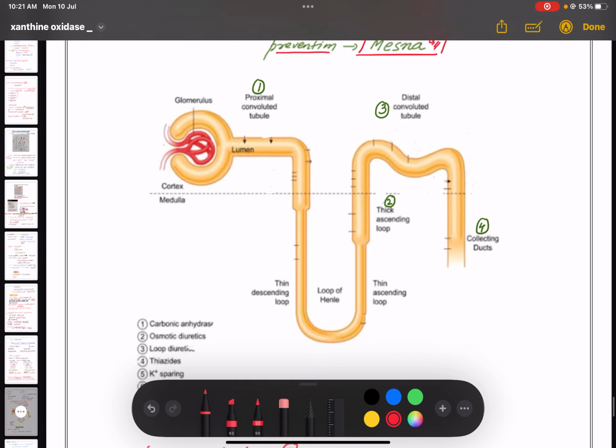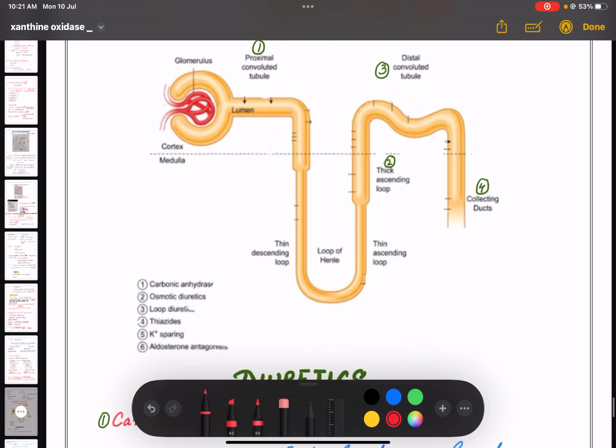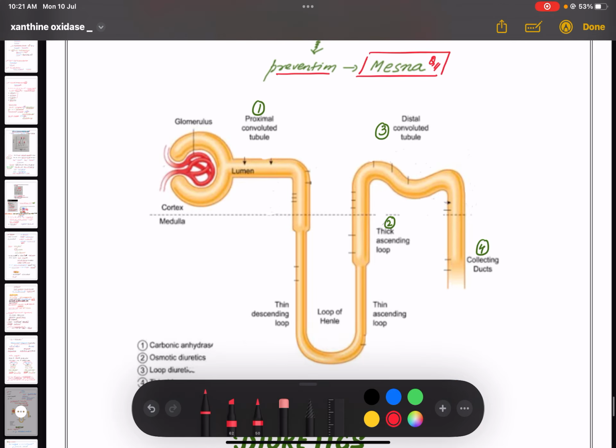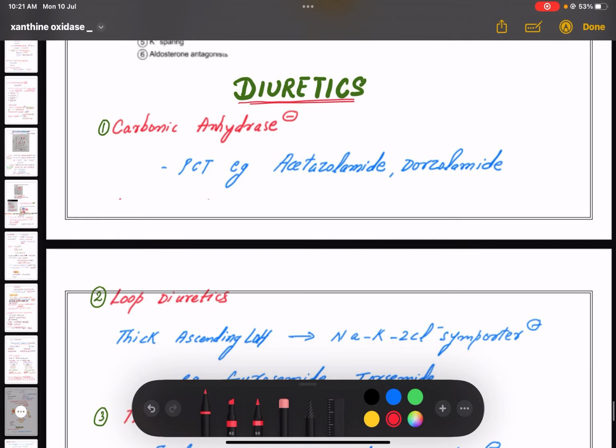Now let's see another important topic, that is diuretics. Diuretics is a very important topic. For that, I want you to look at this diagram. This is the proximal convoluted tubule, and this is the loop of Henle. Loop of Henle is having thin descending loop, thin ascending loop, and thick ascending loop. It is also having DCT, that is distal convoluted tubule. This is collecting duct.